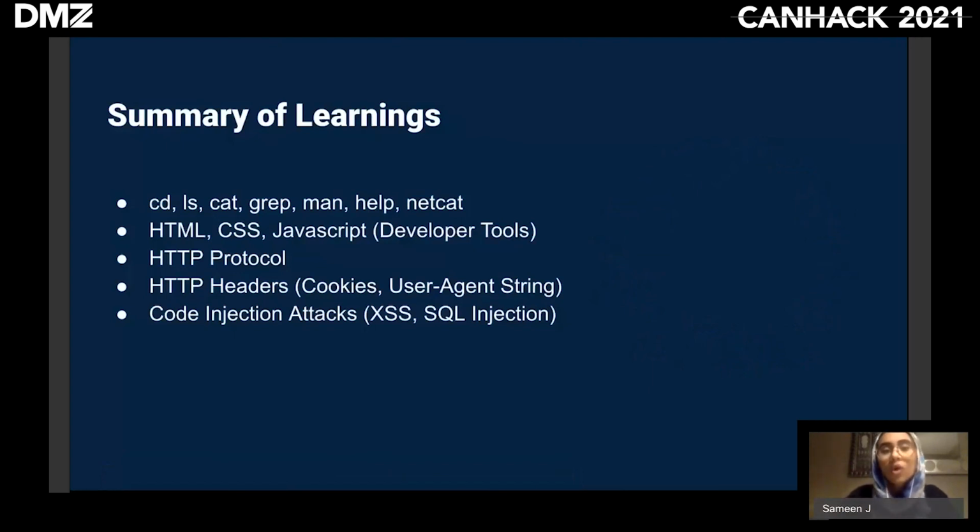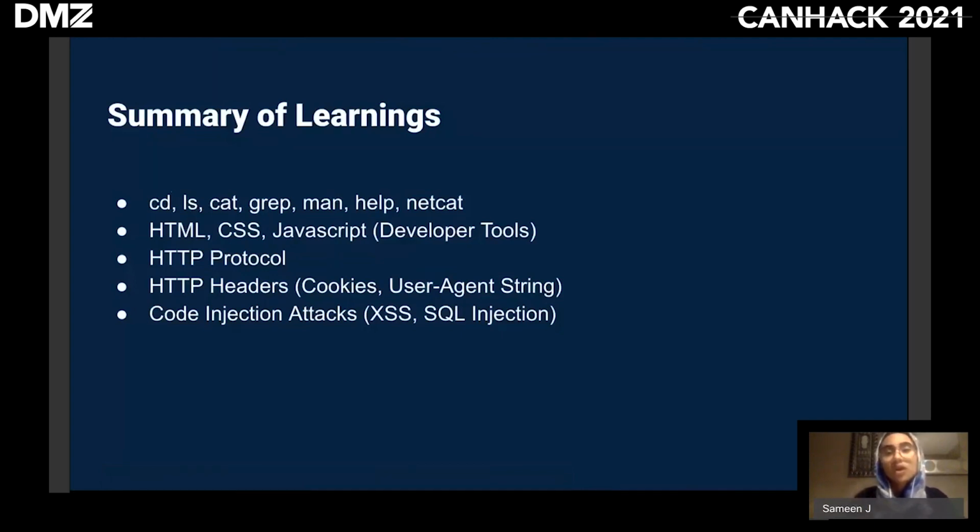So we went over the terminal and shell, and the important commands we went over were cd, ls, cat, grep, man, help, netcat, which is a tool. Cd is to change directories. Ls is to list files, and ls -a can be used to list hidden files.